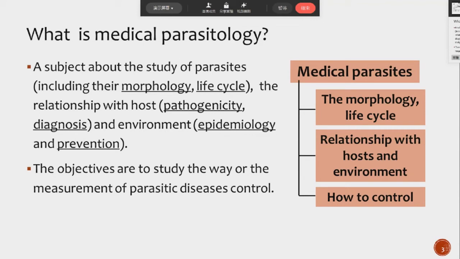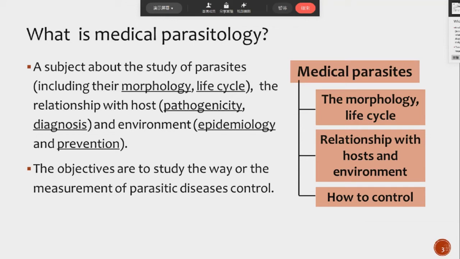So in this subject, what are we studying? First of all, as a medical student, you should recognize whether this is a worm or not, whether this is a parasite or not. In other words, you should recognize whether this is a pathogen or not. So you should know their morphology. And what about their life cycle?